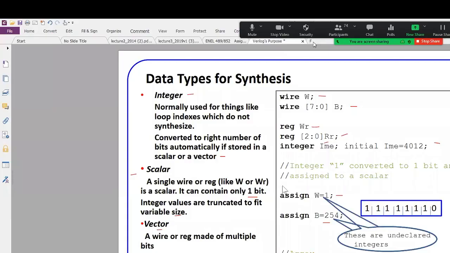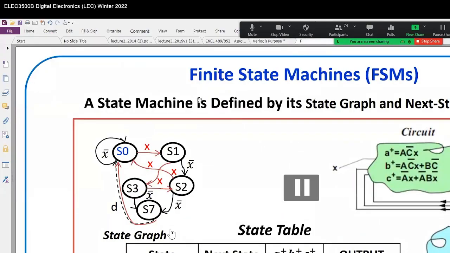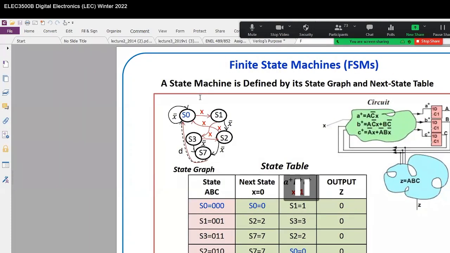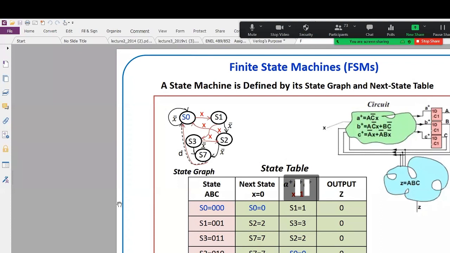To the next set of slides. Make this a little smaller. So this is Verilog 2.